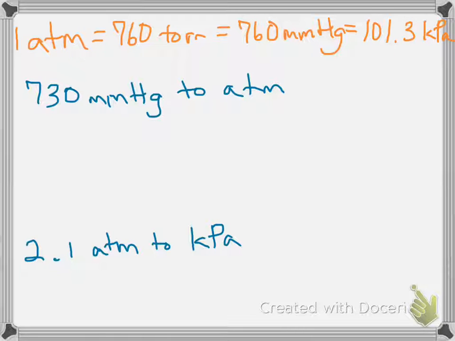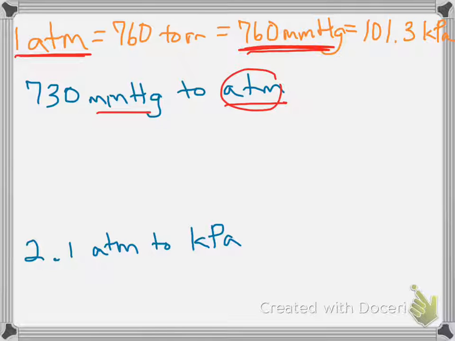Number 3 through 10 asks you to convert between different units of pressure. So for number 3, we start with 730 millimeters of mercury, and we're converting it into ATM. Well, we know that 1 ATM is equal to 760 millimeters of mercury. So 730 is a little less than 760, so I'm going to assume that my answer in ATM will be a little less than 1.